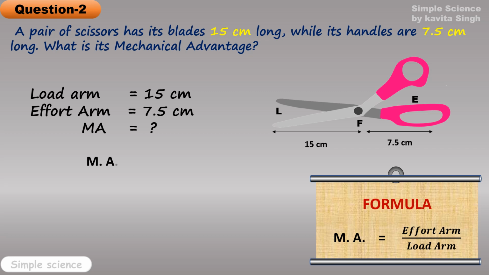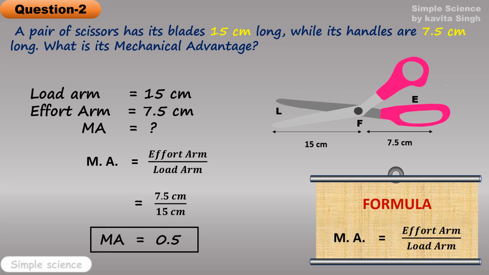So substituting these values in the formula, you will get MA is equal to 7.5 centimeter upon 15 centimeter. Centimeter will get cancelled. MA has no units because it is ratio of two similar terms. So you will get 0.5. You will get 1 by 2. 0.5 no unit.